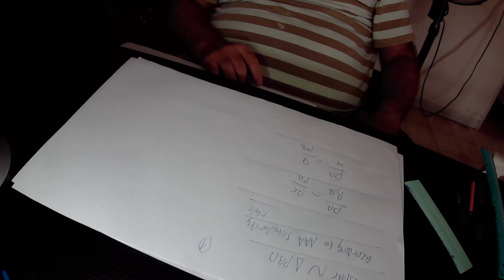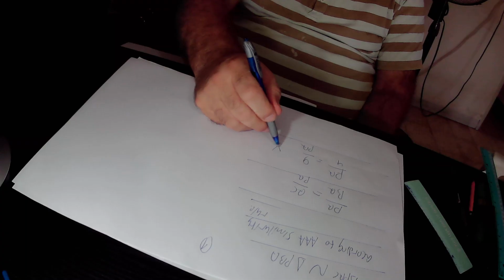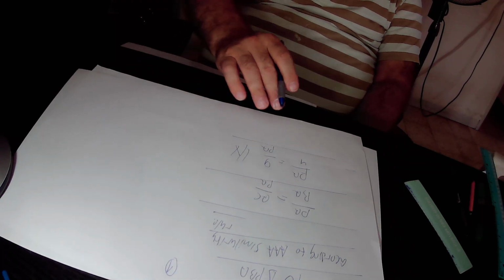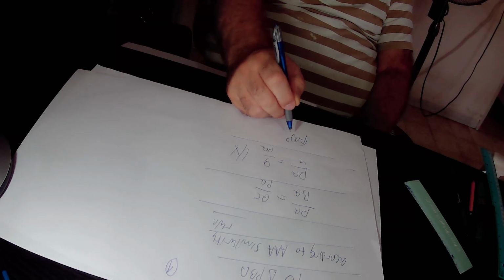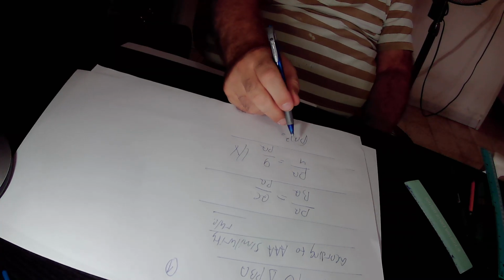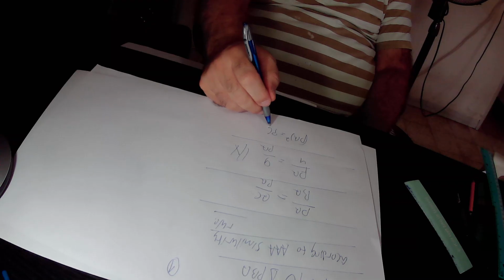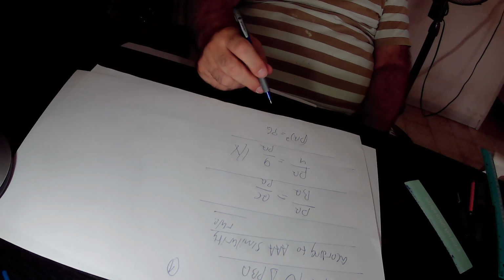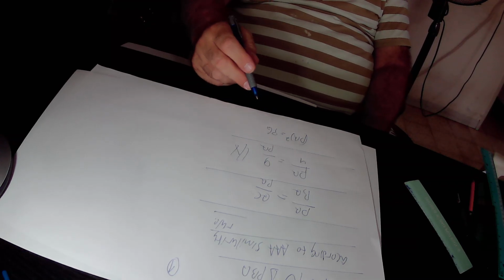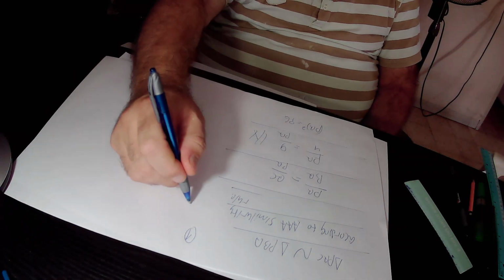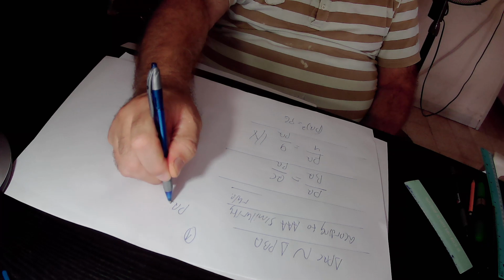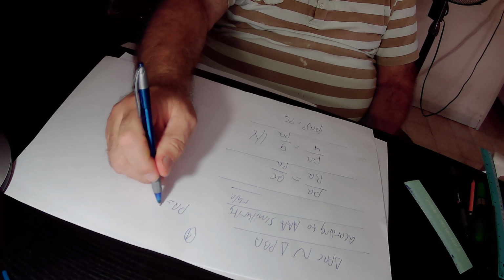Here we will cross multiply this equation, and we get that PQ times PQ, which is PQ squared, is equal to 9 times 4, which is 36. So PQ squared equals 36. Here we will take the square root of both sides, and finally we get that PQ is equal to the square root of 36, that is 6.